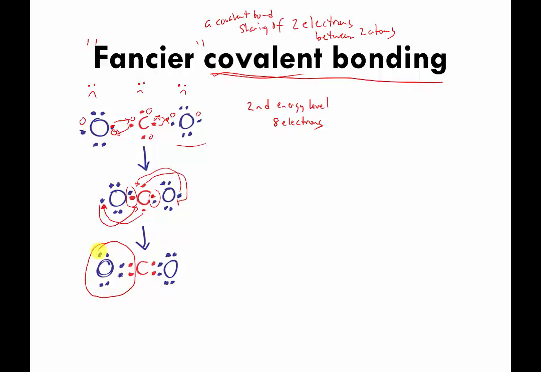This oxygen on the left, let's count how many electrons it has, including the ones being shared. 1, 2, 3, 4, 5, 6, 7, 8. No empty slots means that it's relatively stable. This oxygen on the right, same situation. 1, 2, 3, 4, 5, 6, 7, 8. No empty slots. So it's also somewhat stable or somewhat happy. Carbon in the middle. Remember, we're counting all of the electrons, including the ones being shared. 1, 2, 3, 4, 5, 6, 7, 8. Also, no empty slots.